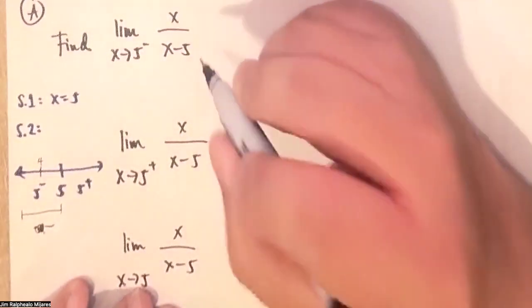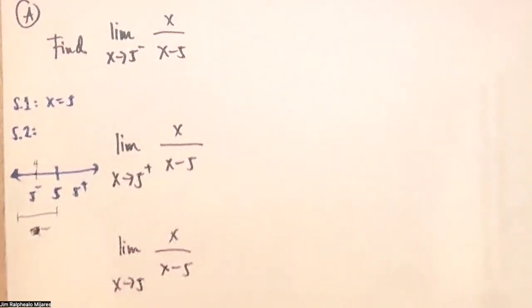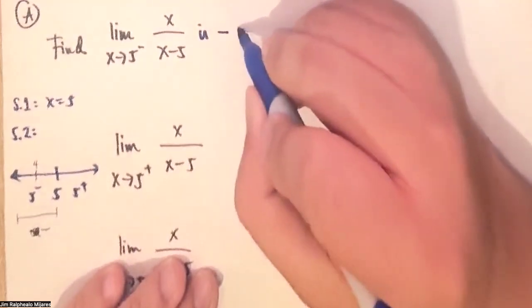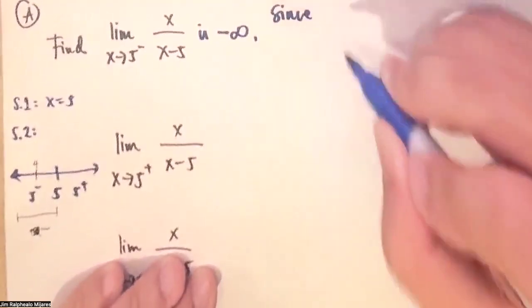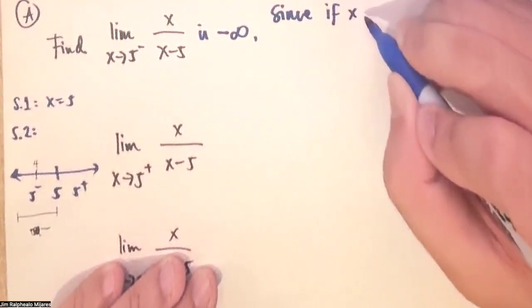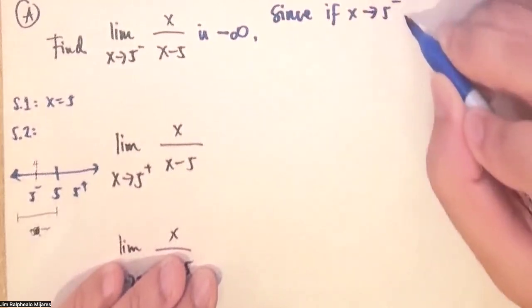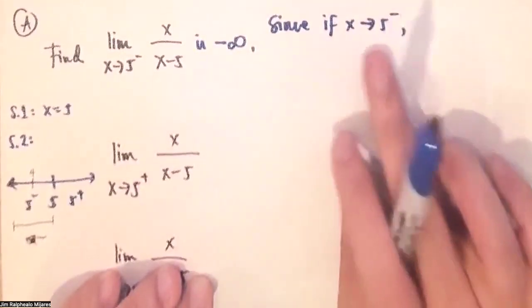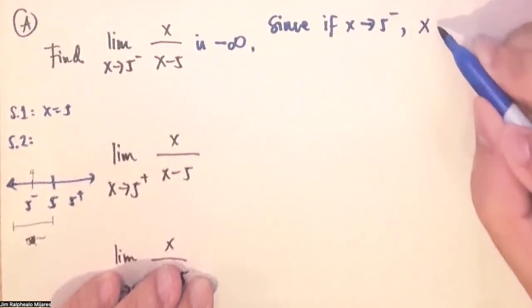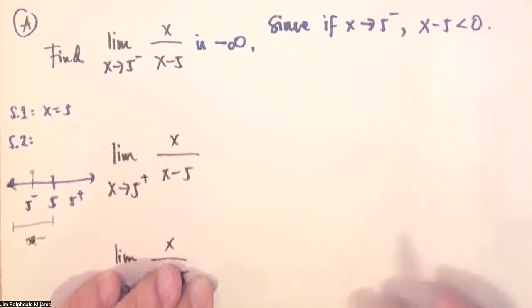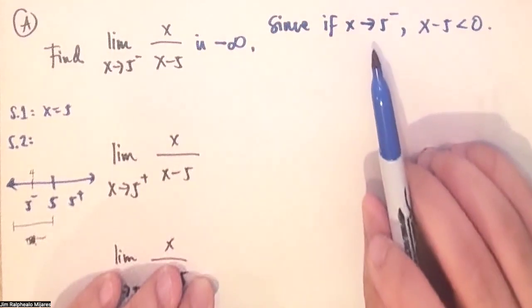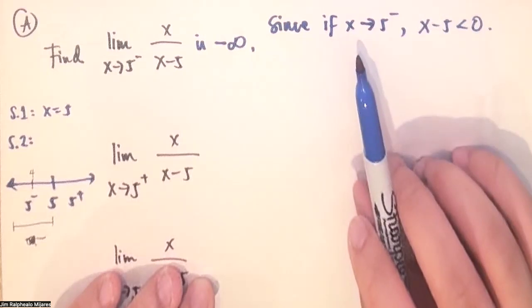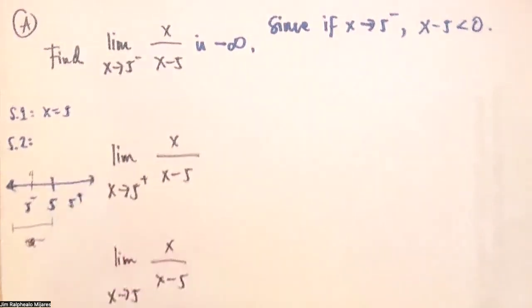Therefore, so how do you write that? It is negative infinity, since if x approaches 5 from the left, we notice that x minus 5 is negative. You can also recall that another way to read this is x approaches 5 from the negative side.